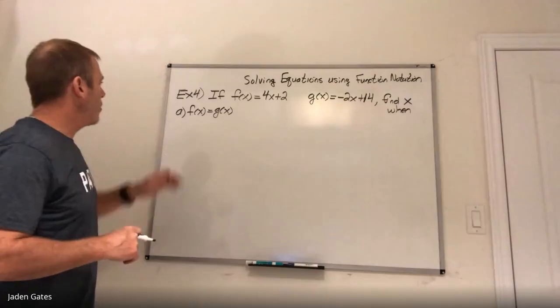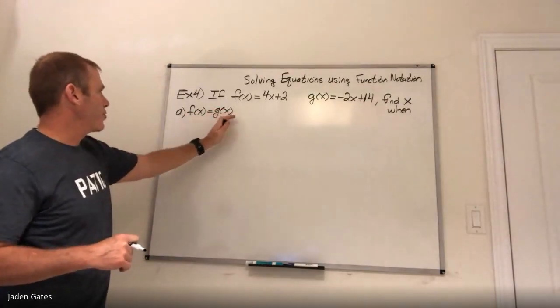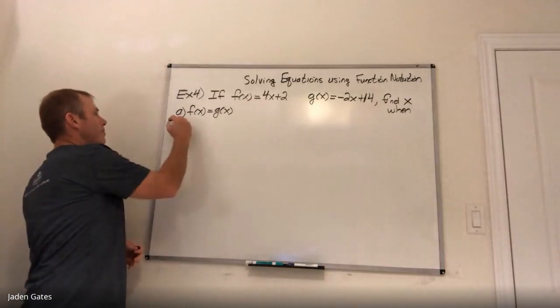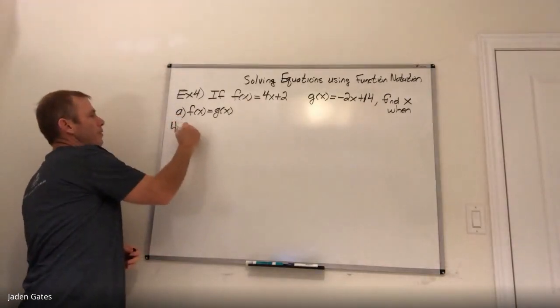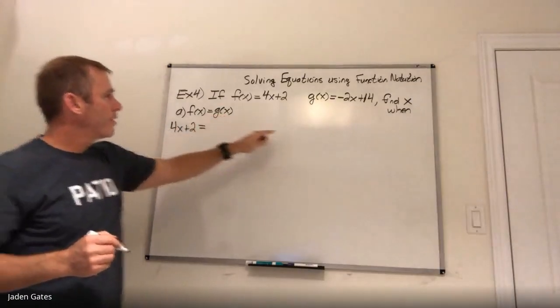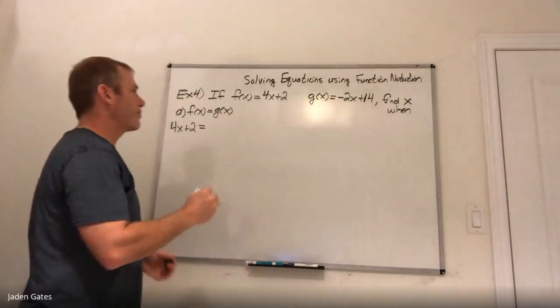But again, all I'm going to do here is make a substitution. So I know f of x, here it is. It is 4x plus 2. And I know g of x. It's negative 2x plus 14.